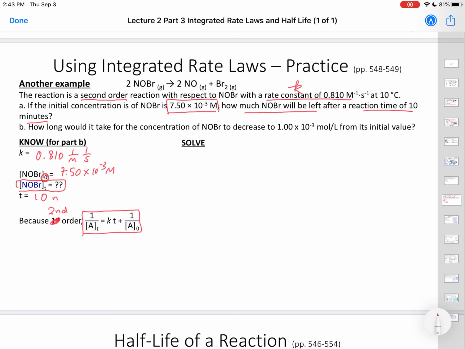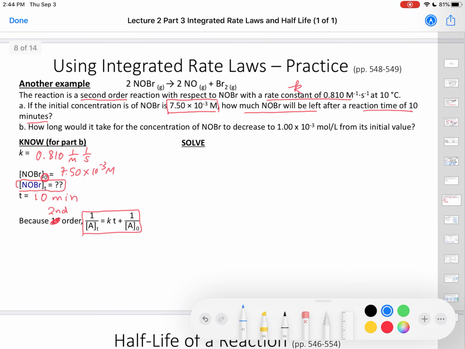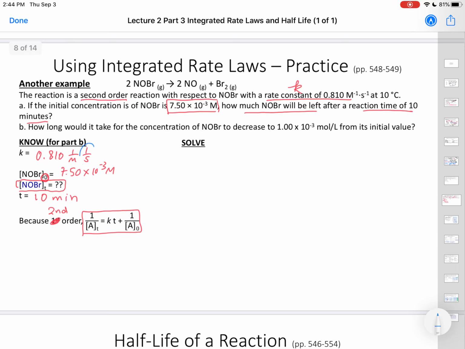T is 10 minutes. Very important to take note here that because your K is in 1 over seconds, you need to convert time into seconds. So let's do that real quick. We know that 1 minute is 60 seconds. So that really 10 minutes is 600 seconds. So now that you have everything, let's solve.